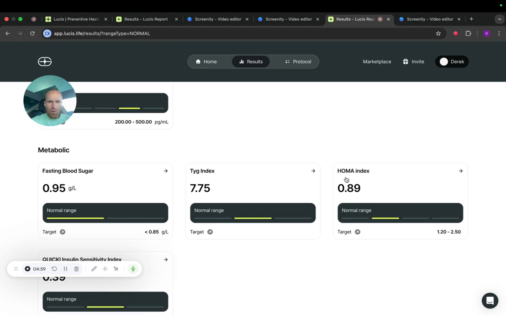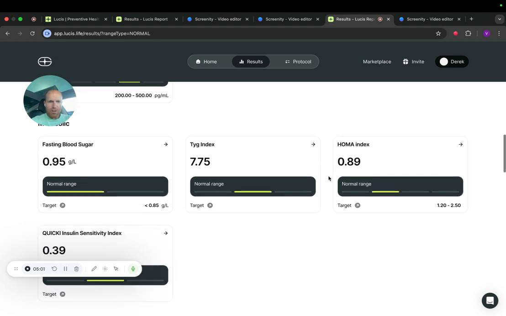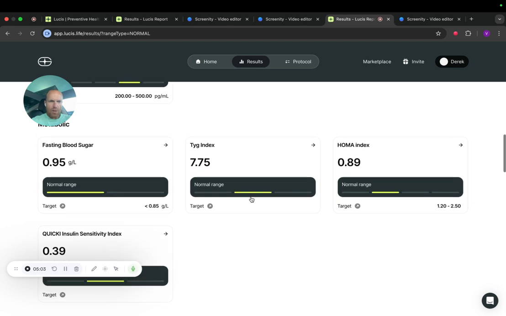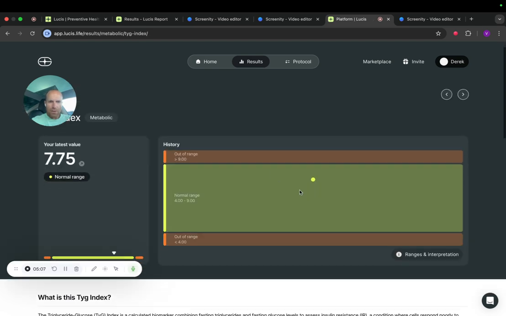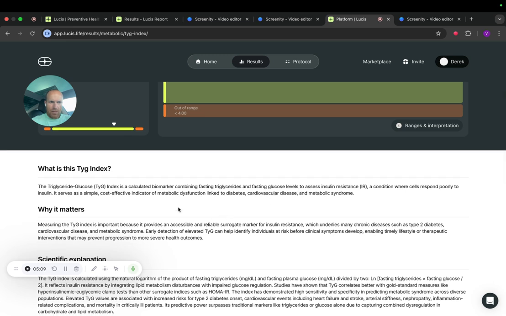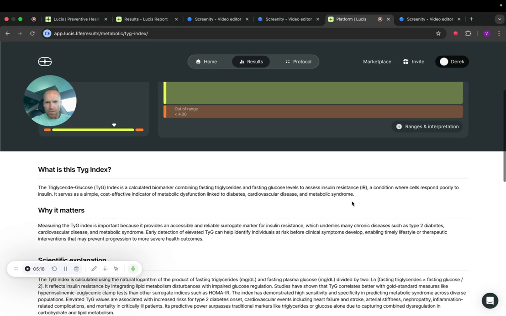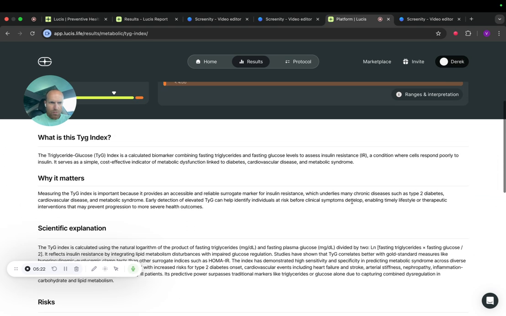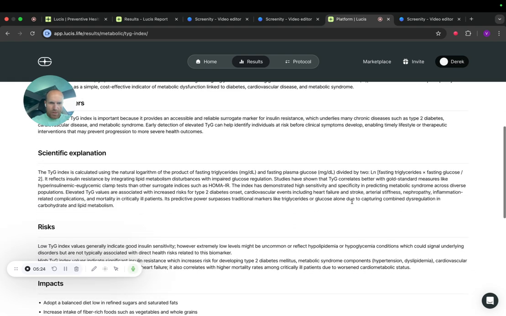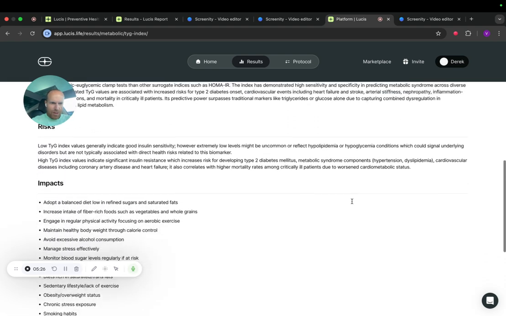Here, there's a few more indexes and markers than you'd perhaps normally see. So TYG index, let's click on that. So just explains a little bit about what this is. So it's combining fasting triglycerides and fasting glucose level to assess insulin resistance. So thankfully, I'm in the normal range. This is absolutely the first time I've seen it being calculated.